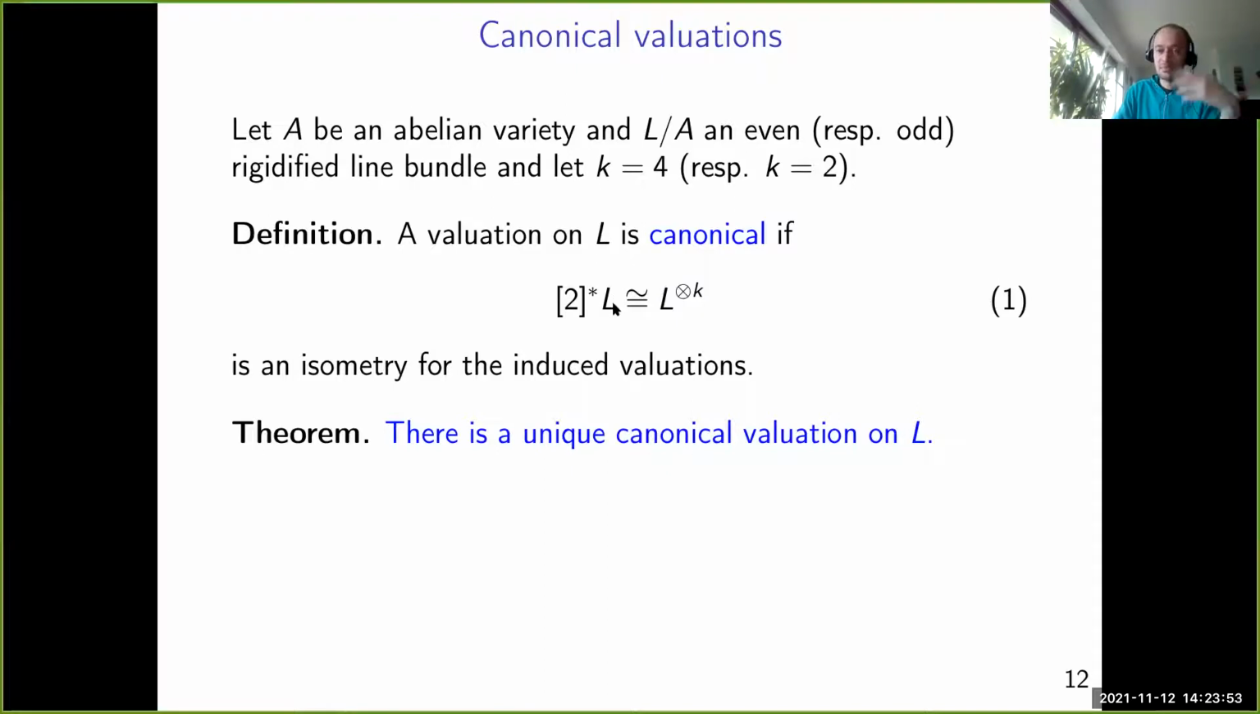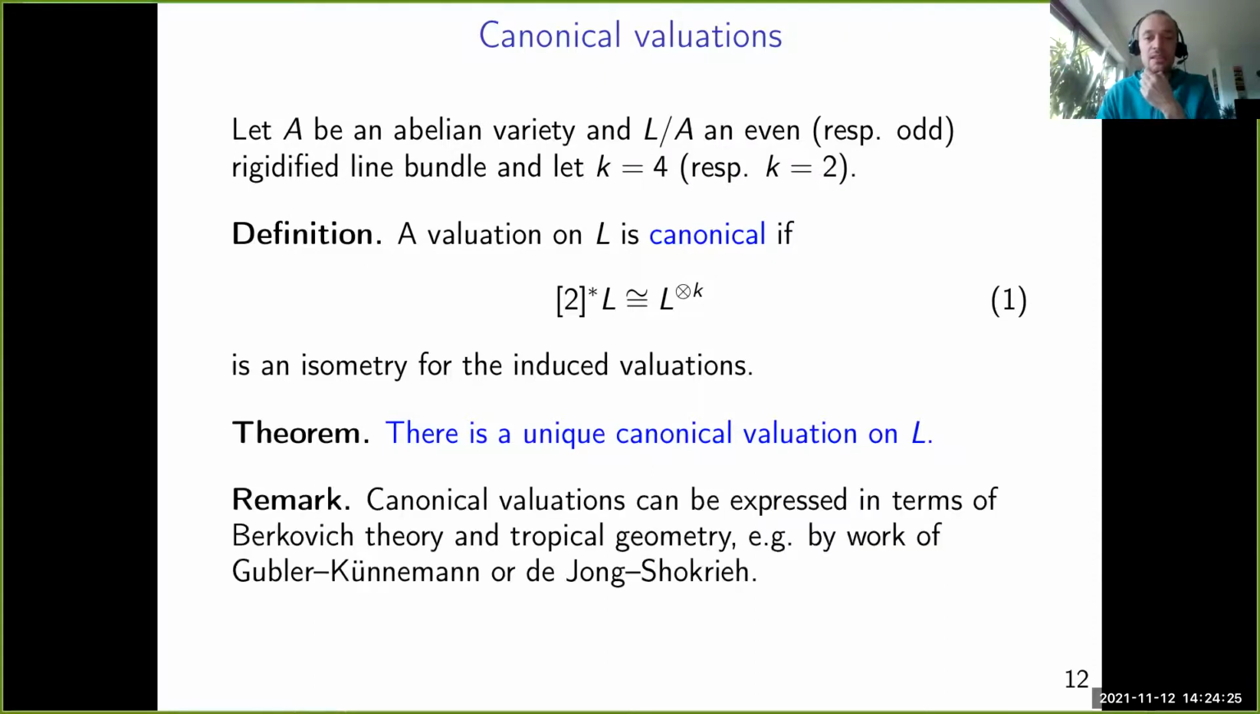A valuation on L, by pullback or tensor product constructions, gives me valuations on both sides, and I want this to be an isometry. I chose a rigidification because I want an isomorphism here, which is induced by my choice of rigidification. Okay, and then the question is, does this exist? And the answer is yes. Again, in the book by Bombieri and Gubler, you can find a construction of this, and I guess this is also in earlier work, for instance by Zhang. The way to construct this is using a Tate limit construction.